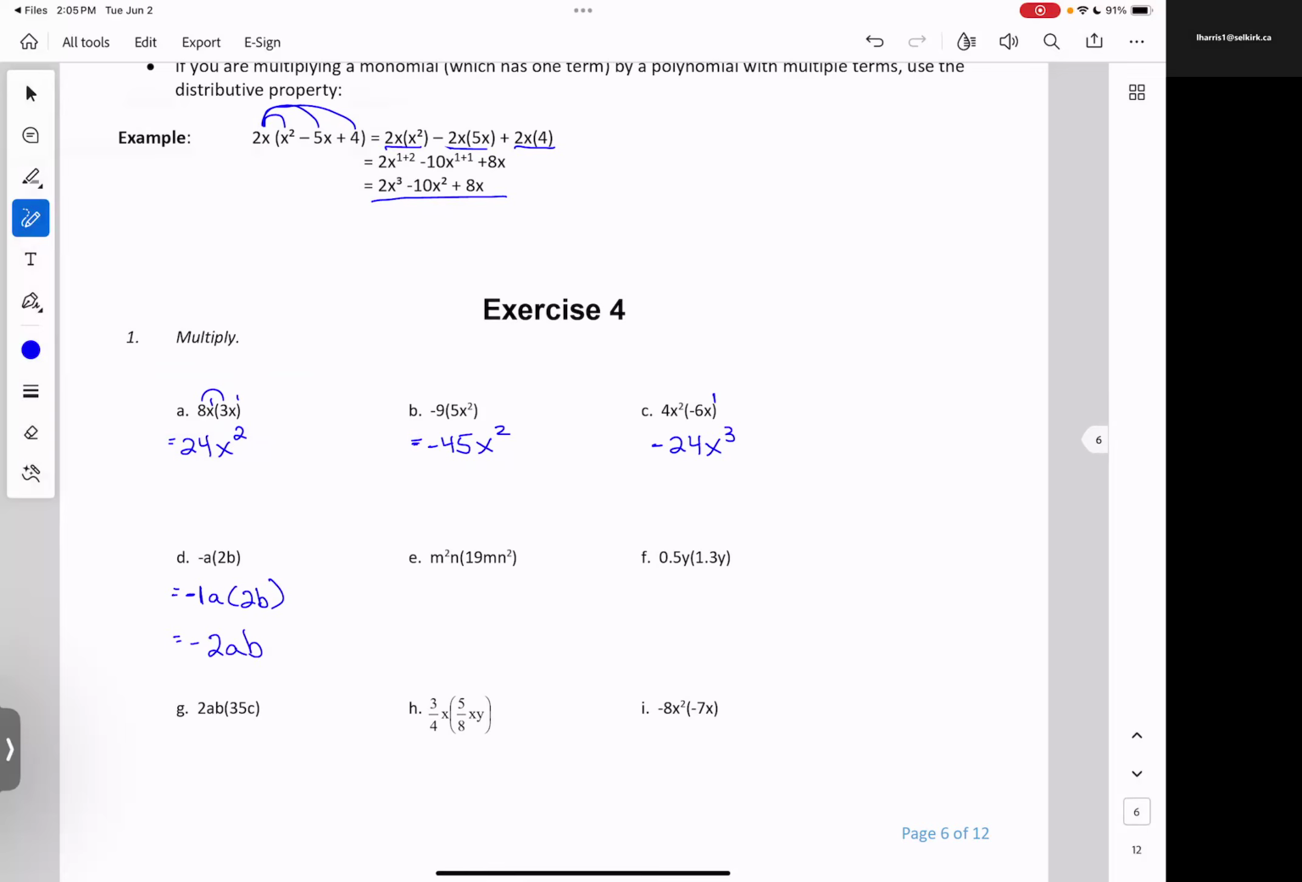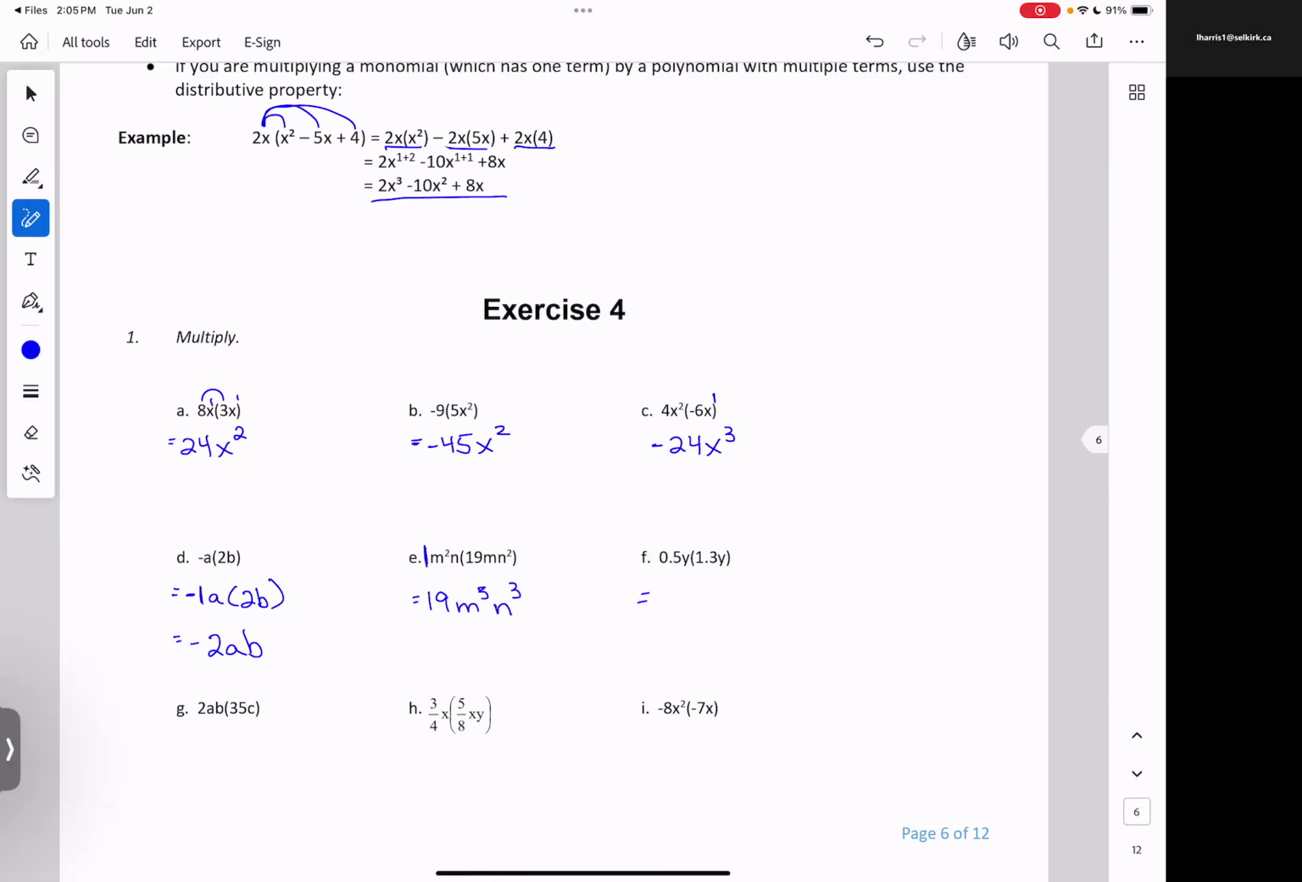All right. And again, with e, you can stick a 1 out front if you want. So it's 1 times 19 gives you 19. Then we've got m squared times m. So that's going to be m to the 2 plus 1, or m cubed, to the power 3. And then we've got n, same thing. 1 plus 2 gives us 3.